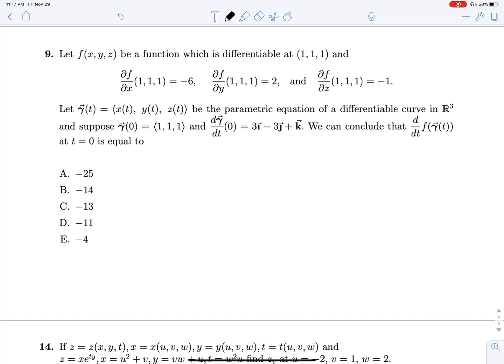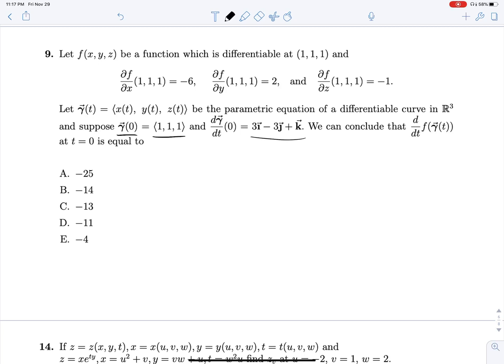So let's think through this. We have a function f of x, y, and z. We are given its partial derivatives at 1, 1, 1. Then we have another vector valued function, gamma of t, and it is the parametric equation of a differentiable curve in R3. And let's suppose that gamma of 0 is equal to 1, 1, 1. And we're also told that the derivative, we're given our derivative here.